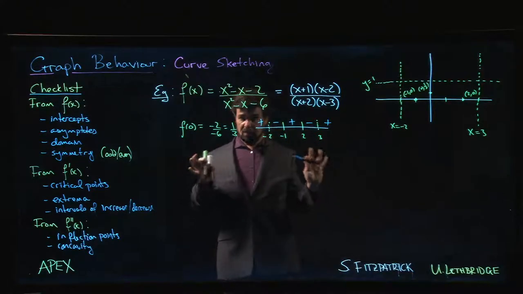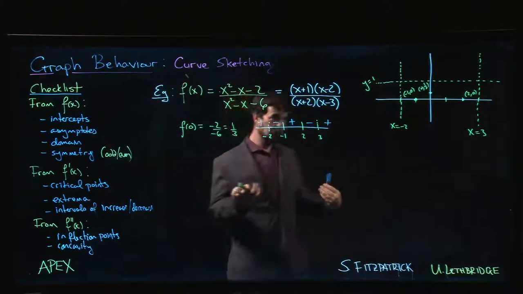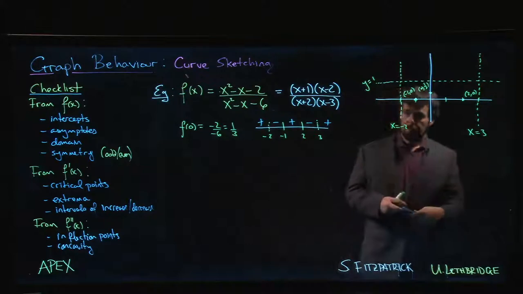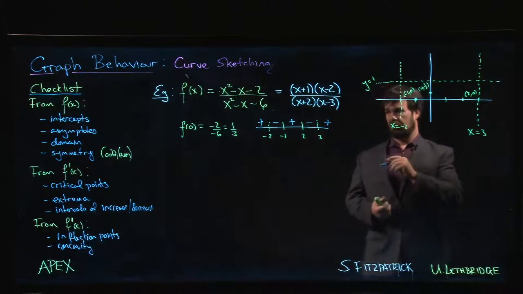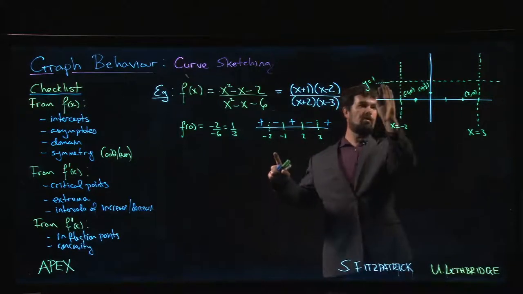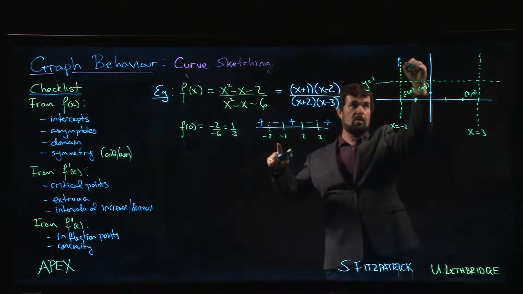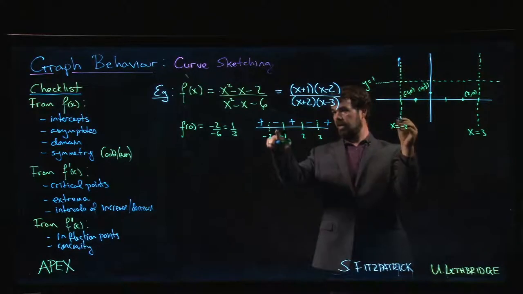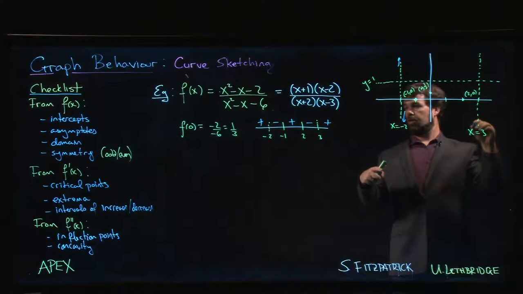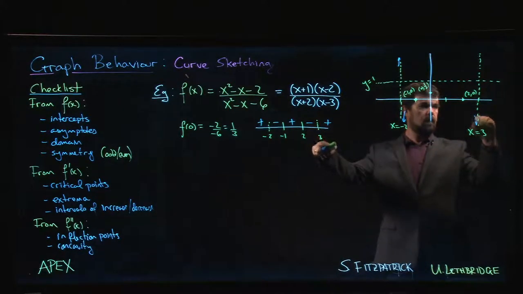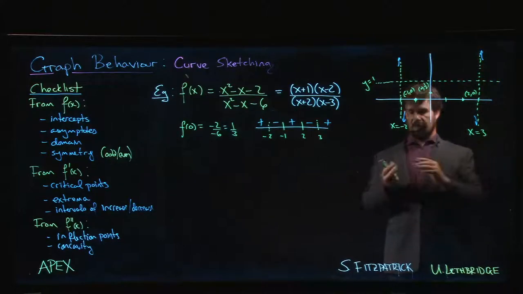Again, this has nothing to do with increasing or decreasing yet. This is just where are we above or below the axis, okay? But that does tell us one thing. It tells us what's going on at the vertical asymptotes, right? As we approach minus 2 from the left, our function is positive. So we know the limit should be plus infinity. As we approach from the right, negative, right? Over here at 3, negative, positive, okay? So we have that.